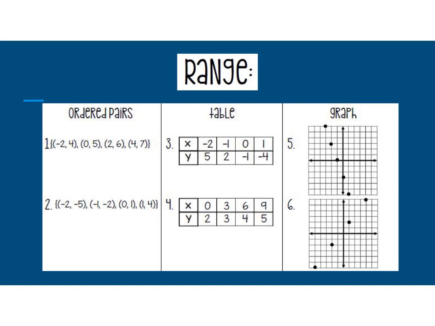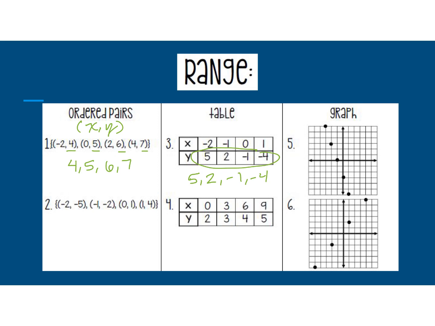So here, similar to when we were doing domain, but we're going to be looking at the y values instead. So this has a range of 4, 5, 6, 7. In the table, we've got 5, 2, -1, -4.